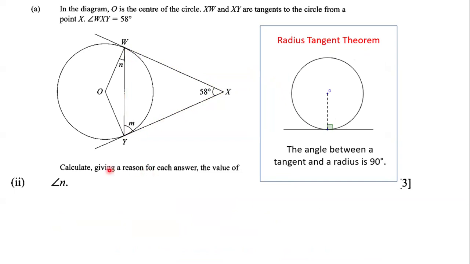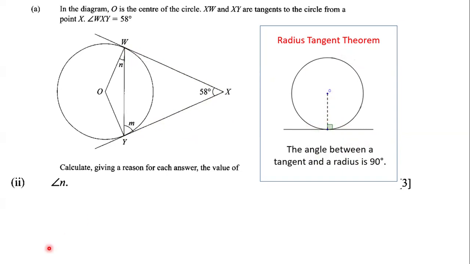It says, calculate, giving a reason for each answer, the value of angle N. And so this is right here, angle N. For this one, we're going to use the radius tangent theorem. The radius tangent theorem says that the angle between the tangent and the radius is 90 degrees. So this right here is the radius, and this right here is the tangent. And the angle formed between the radius and the tangent is 90 degrees.